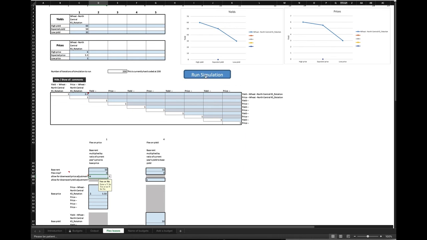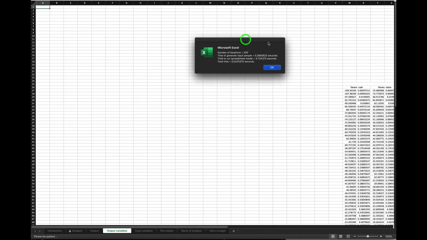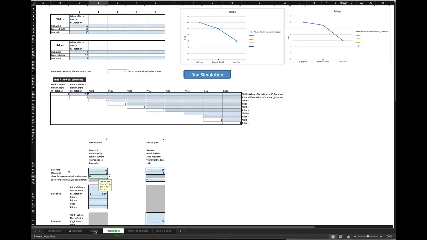So notice as I click this, it starts to run. You think, well, is this thing actually working? Just be patient. It will eventually get to the end, and you'll see it because this little window will pop up and say that it ran 200 iterations, and it took about 5 seconds to run. You'll notice it then automatically takes you to this output page. So I switched from the Flex Lease to the output as it actually ran.